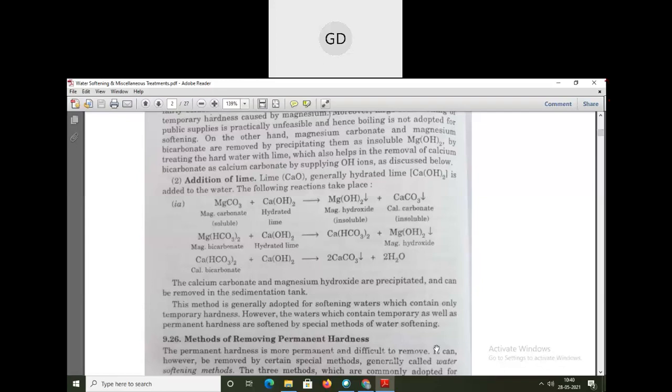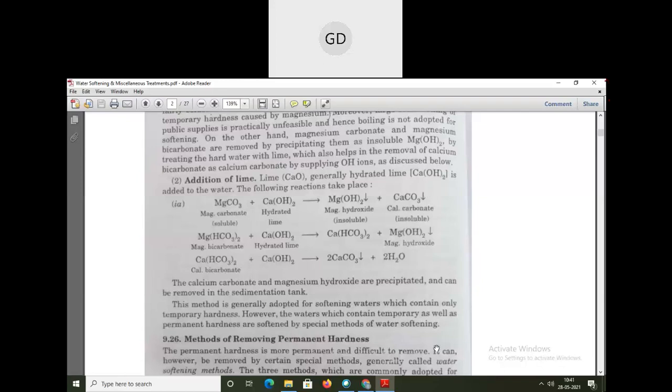So what is happening here is that magnesium carbonate is added with lime, that is hydrated lime, calcium hydroxide. So when you add it with this chemical compound, what is forming? Magnesium hydroxide is forming, which is a precipitate, and calcium carbonate is also giving a precipitate, okay?